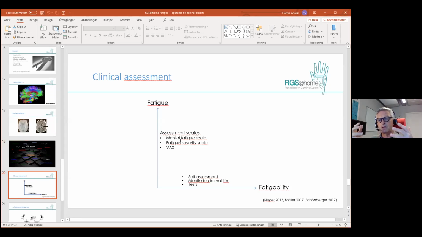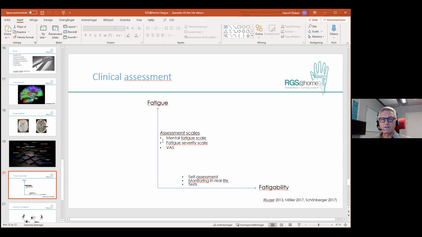Yeah, it's a very good question. Fatigue is where you assess a number of symptoms that the patient experiences, like sleeping problems. They need to sleep more or less, etc. So it's a way of monitoring how tired the patient is, how fatigued.